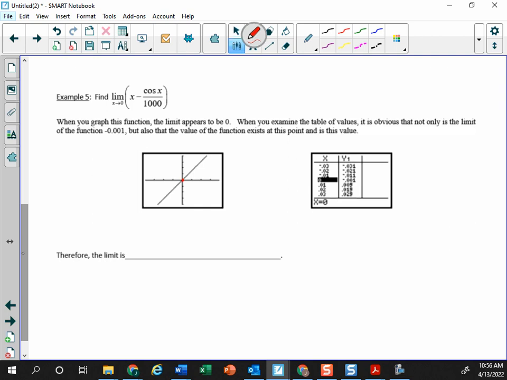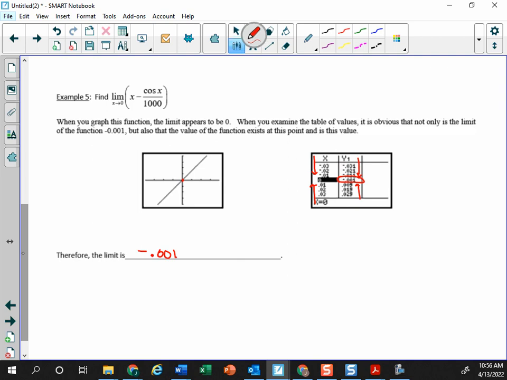Okay, if you look at the table of values, though, and go a little closer, it's not. I know your table's small. As you approach 0 from either side, what are your y values getting close to? And really, what does the y value equal when x is 0? Yeah, so that is the limit. It's negative 0.001. So again, that's one where you wouldn't even actually need the graph.